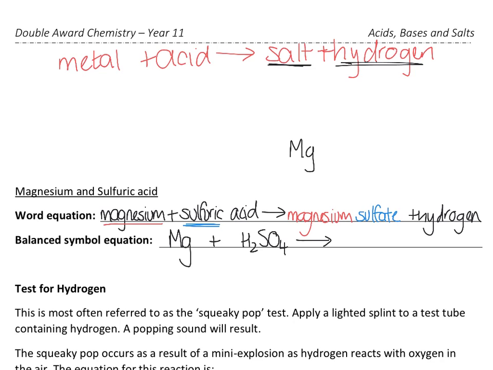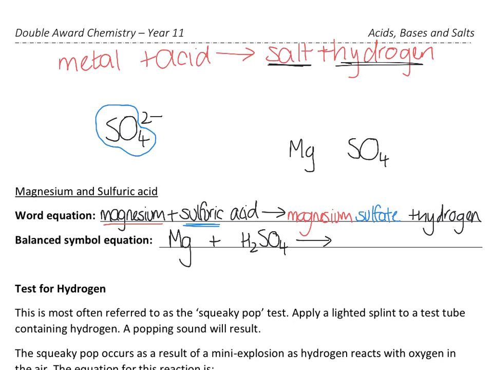Sulfate is one that I need to look at the back of my periodic table for. And sulfate appears as SO4 2 minus. So I look to this part for my formula and I write down everything there, everything apart from the charge. So I write down SO4. Please do not forget that little 4 at the end.